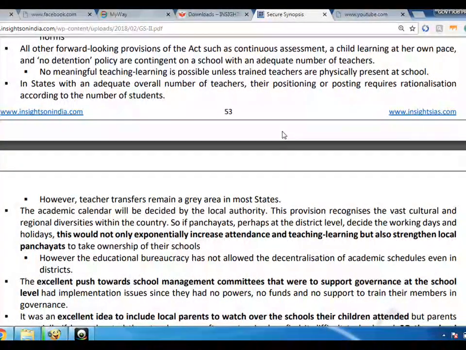In states with an adequate overall number of teachers, their positioning for posting requires rationalization according to the number of students.